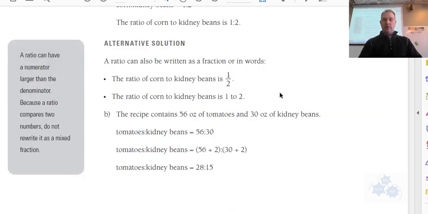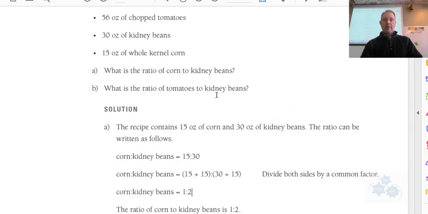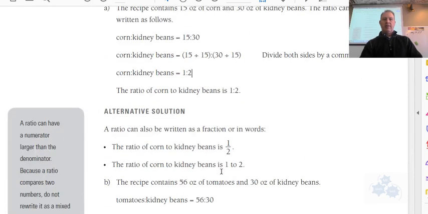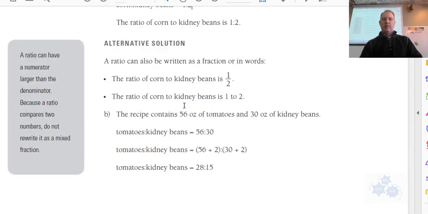So, let's see. Oh, B. I guess we didn't do B, right? Well, B is very similar, okay? So, tomatoes to kidney beans. That would be tomatoes to kidney beans, 56 to 30. 56 to 30. Now, can you reduce this?